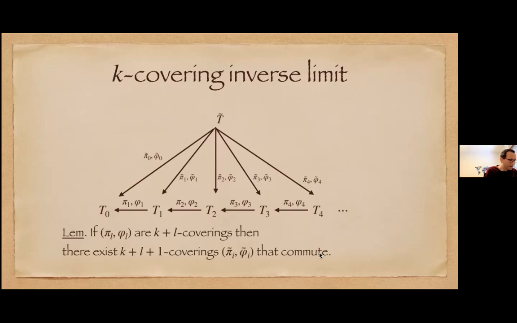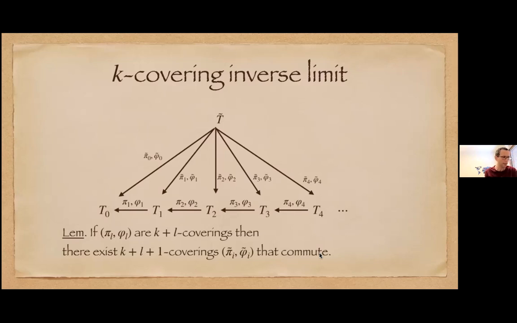And not only is pi1, phi1 a covering, it is a k plus 1 covering. And similarly, pi 2, phi 2 is a k plus 2 covering, and so on. So I have such a sequence of k plus L coverings. If I have such a sequence, I have an inverse image. What is an inverse image?